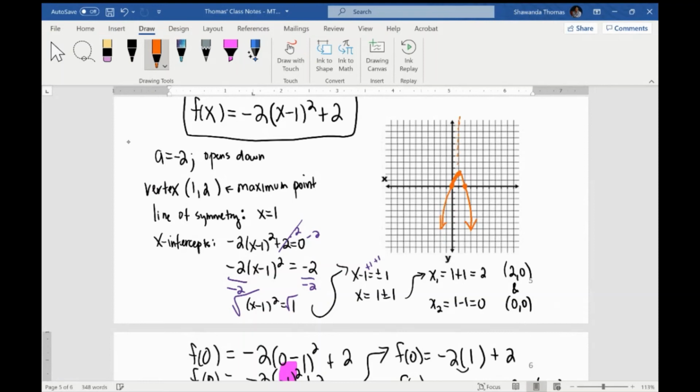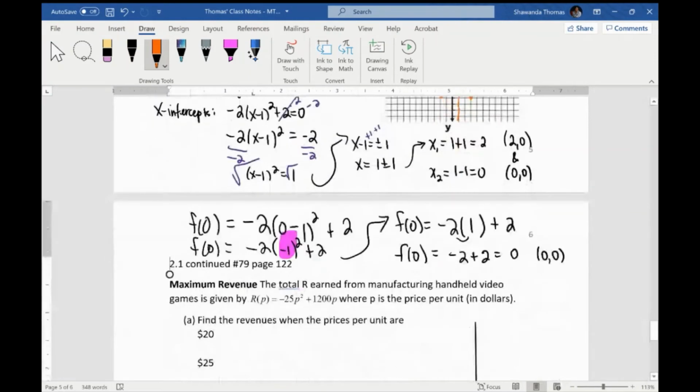And, of course, our axis of symmetry divides that in half. Any questions about that one? Okay.